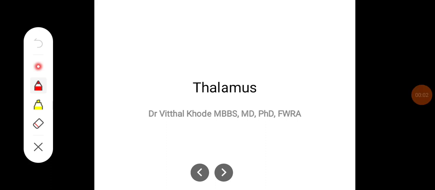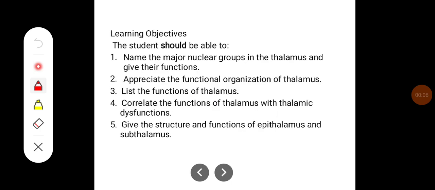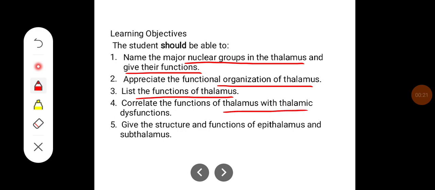Hello everyone. In this class, we'll briefly learn about thalamus. The learning objective of this class would be to name major nuclear groups in the thalamus and give their functions, appreciate the functional organization of thalamus, list the functions of thalamus, correlate the functions of thalamus with thalamic dysfunction, give the structure and functions of epithalamus and subthalamus.